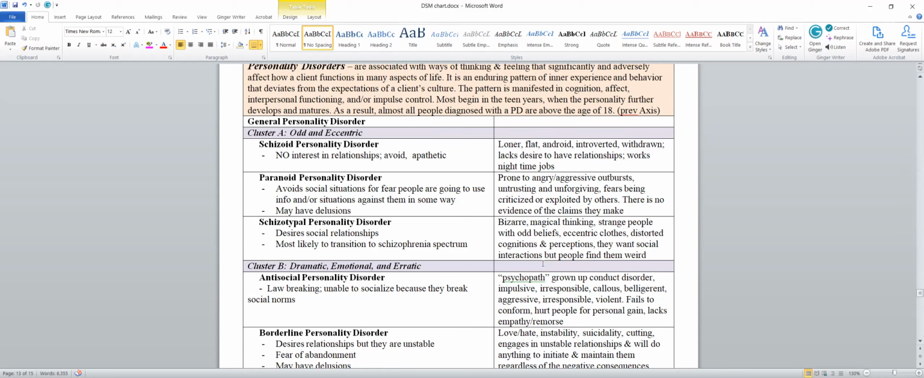Schizotypal personality disorder, they desire social relationships, but they're bizarre and people find them weird. So they have magical thinking, strange people with odd beliefs, eccentric clothes, distorted cognition.